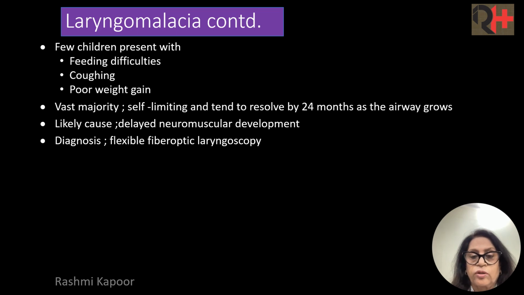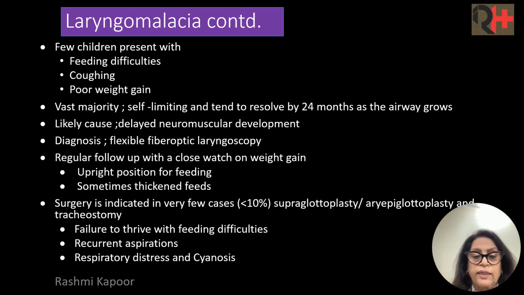The vast majority are self-limiting, and they tend to resolve by 24 months as the airway grows. The likely cause is delayed neuromuscular development, and the diagnosis is by flexible fiber optic laryngoscopy. All that is needed is regular follow-up and a close watch on weight gain, and feeding in an upright position, and sometimes thickened feeds may also help.